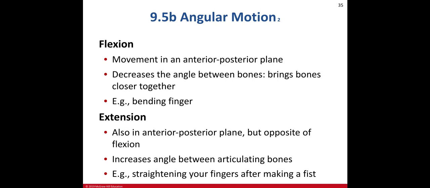So flexion is moving in an anterior posterior plane. We are going to decrease the angle between bones or bring them closer together. A great example is if you put your hand in front of you and you bend your finger. Extension is in that same anterior posterior plane, but it's the opposite. You are increasing the angle between the bones. So you take your finger that you just bent and you straighten it out. That is an extension.